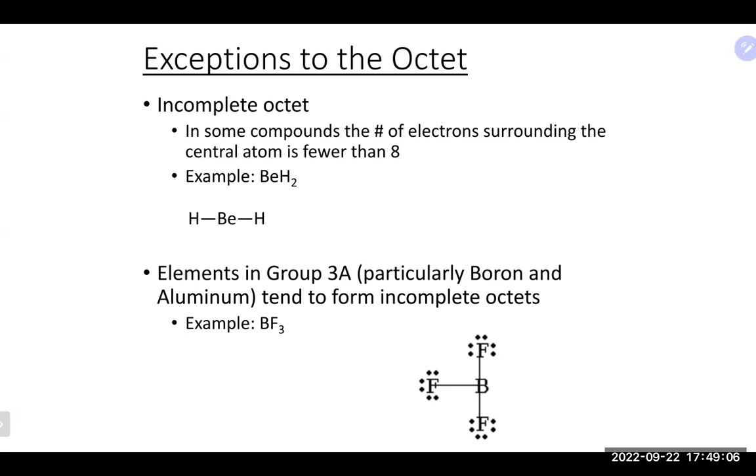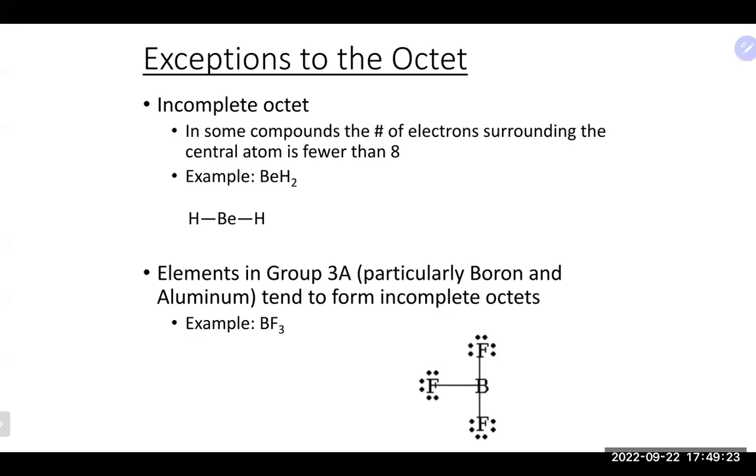There's actually a lot of exceptions to the octet rule. And specifically in this class, we do come across some exceptions that we will see a lot. So let's talk about some different ones. The first exception to the octet rule is one that's referred to as an incomplete octet.